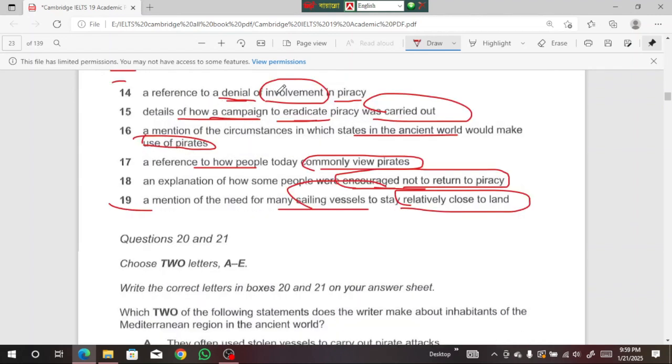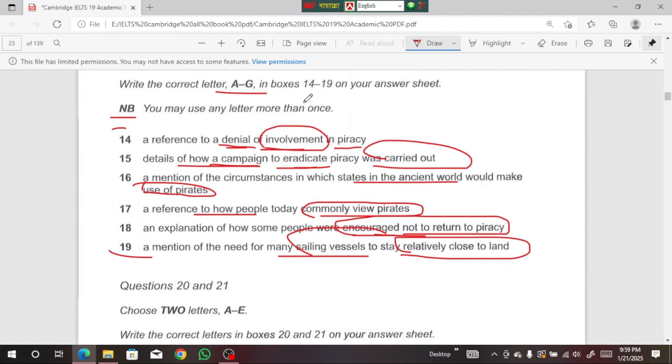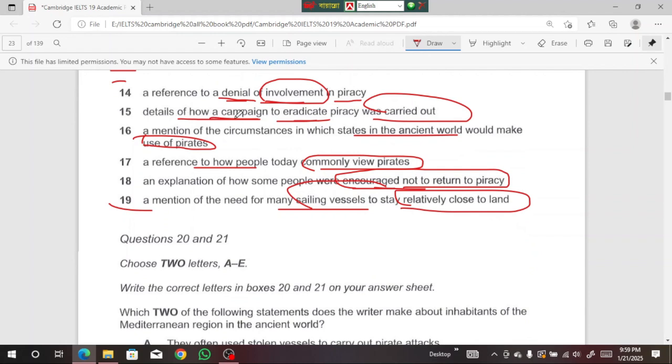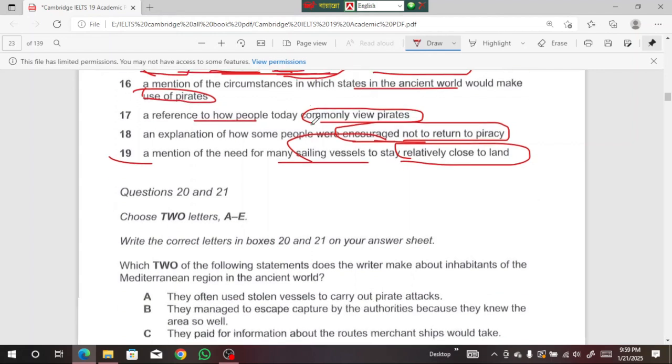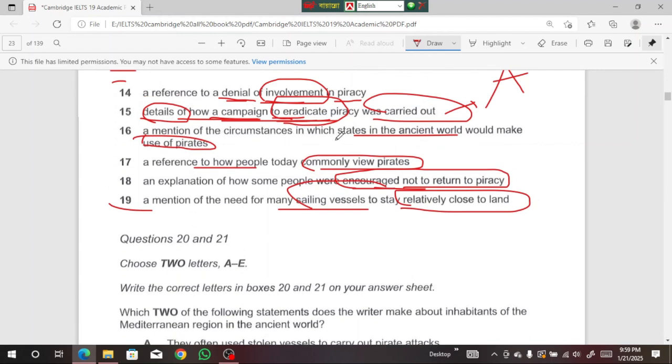Question 14, denial of involvement in piracy: nothing is mentioned about denial. Details of the campaign to eradicate: in the passage we find the word eradicate. So for question 15 we could say A, but there are no details of how they eradicated it. We just find the word eradicate here. Mention of circumstances in which a state in the ancient world would make use of pirates: there is no use of pirates.